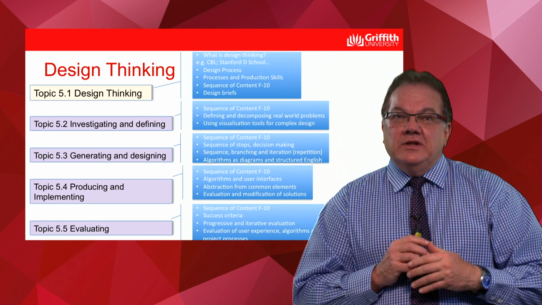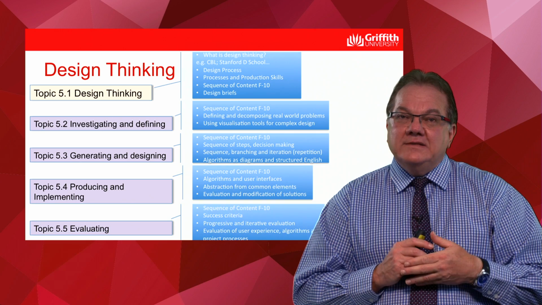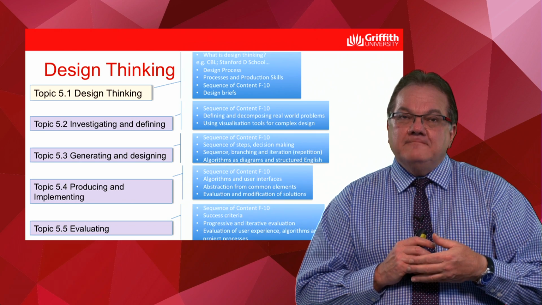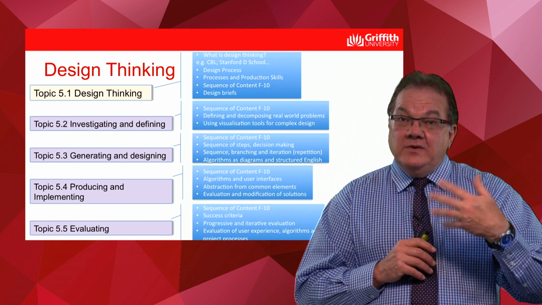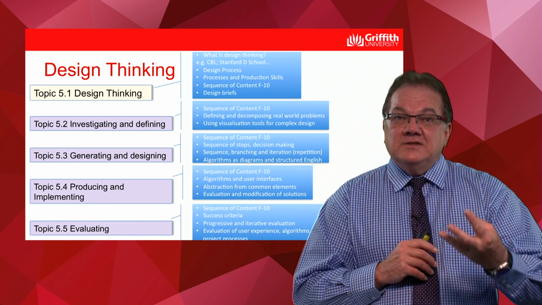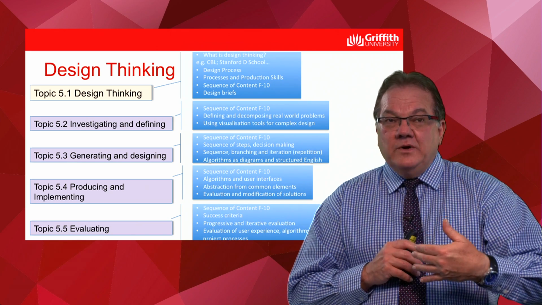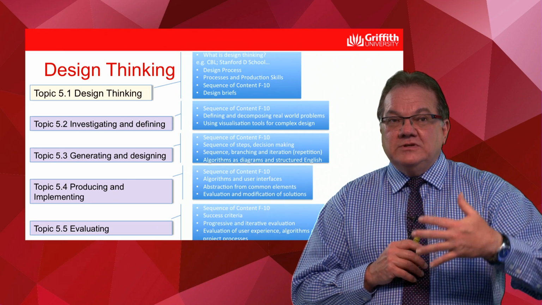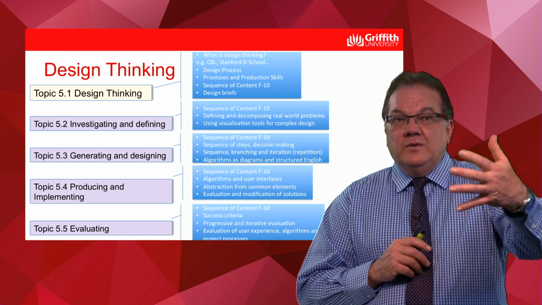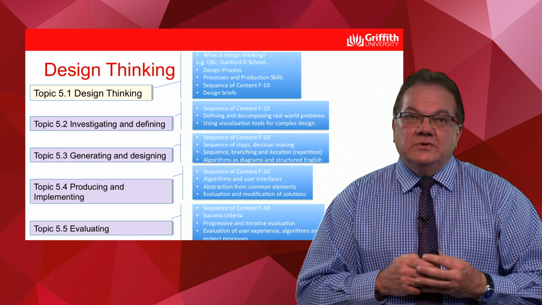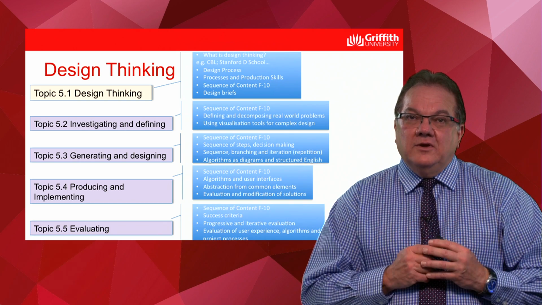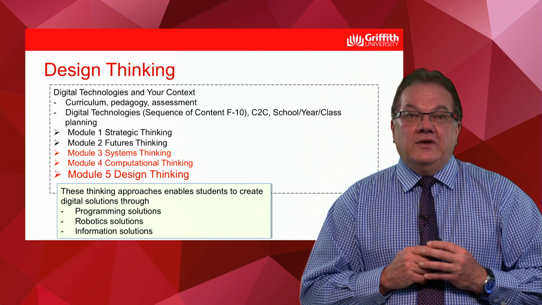So what is design thinking? We examined some different ways of looking at design thinking. We looked at the design process and production skills, the sequence of content F to 10, and design brief. Similarly, as we worked through those topics 5.2 to 5.5, we looked at some of the key ideas which need to be understood in terms of design thinking and the design process.